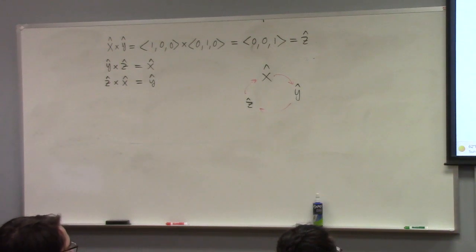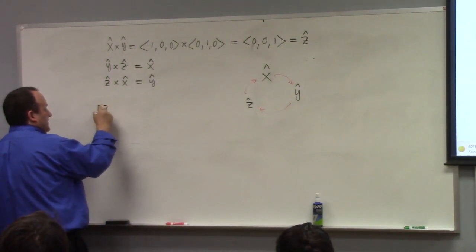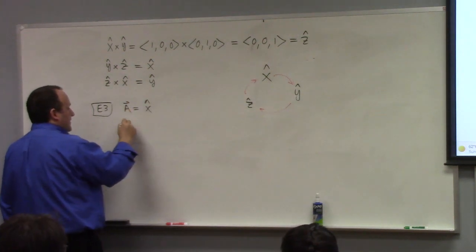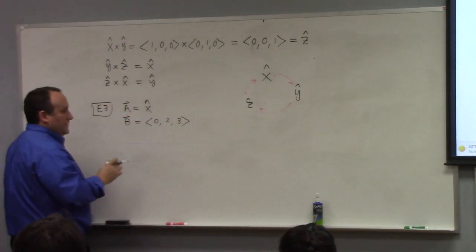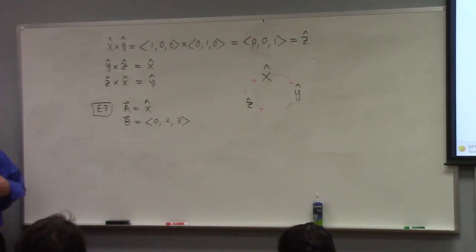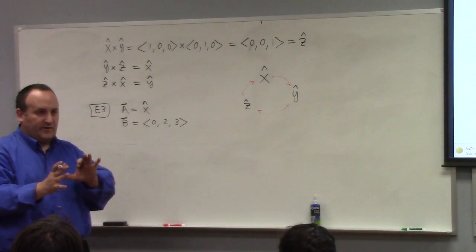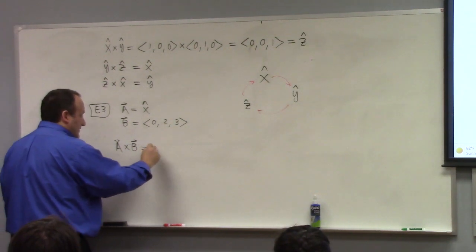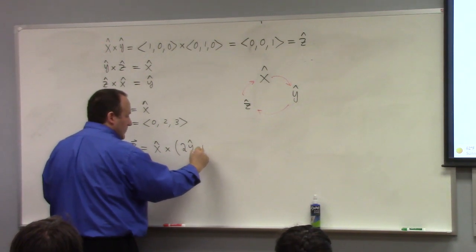Example 3. I'll do a really simple one here. If I had, for example, A equal to x hat, and B equal to 0, 2, 3, this is an ideal opportunity to not use the determinant formula. The determinant formula is the bad choice here. Hand-to-hand algebra is the better choice. What I mean by that is A cross B is x hat crossed with what? Well, this is 2y hat plus 3z hat.